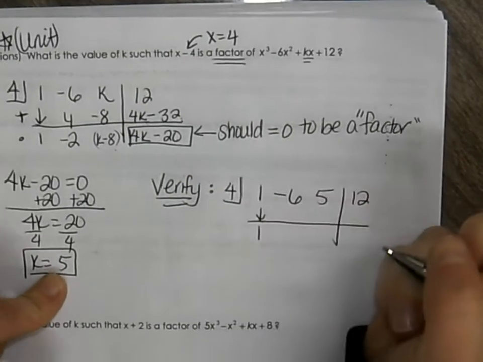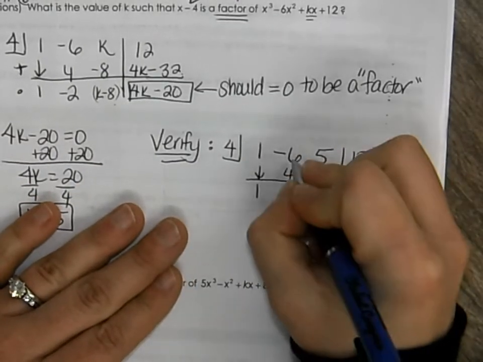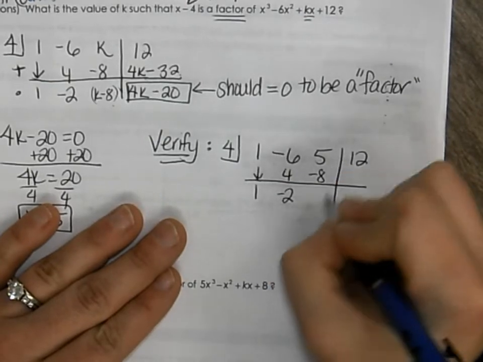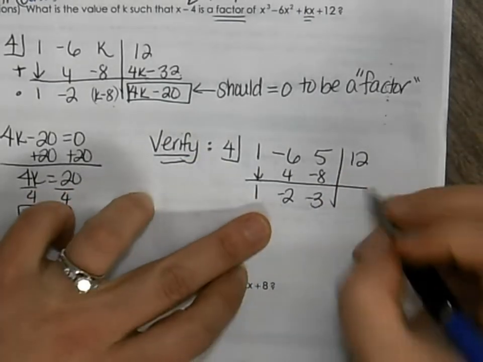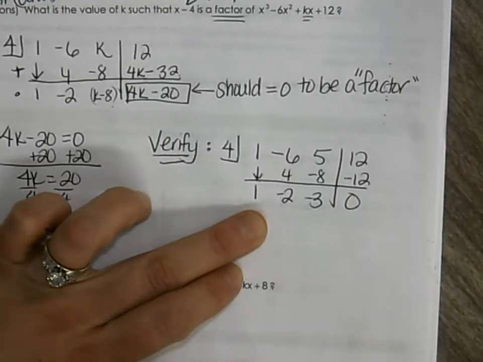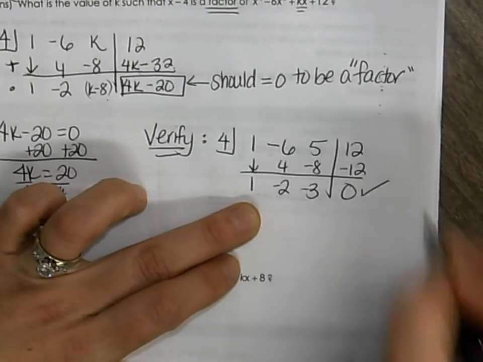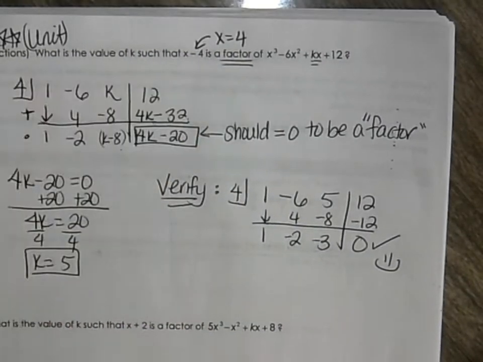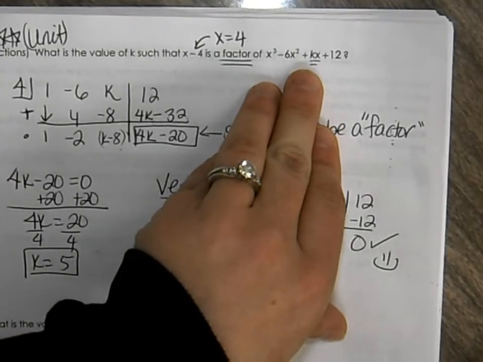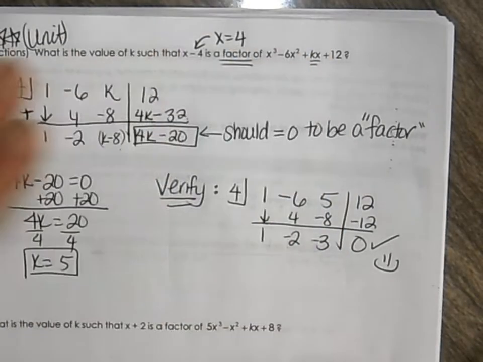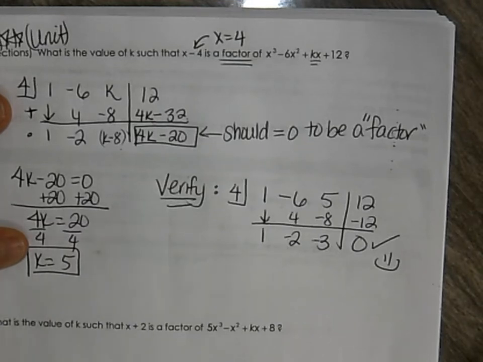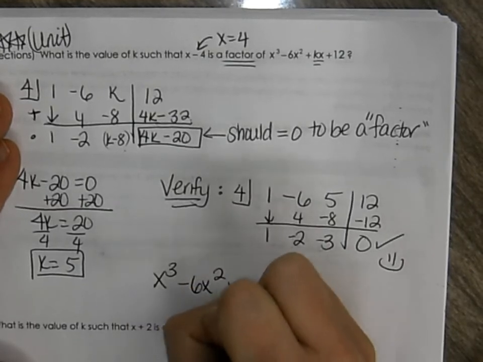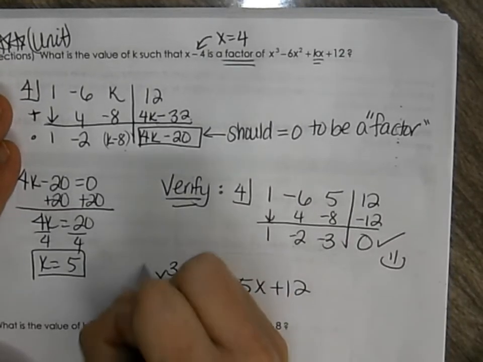And I'm going to bring down the number 1. 4 times 1 is 4. Negative 6 plus 4 is negative 2. 4 times negative 2 is negative 8. 5 minus 8 is negative 3. 4 times negative 3 is negative 12. 12 minus 12 is 0. I ended up with a remainder of 0. I have verified that x minus 4 is a factor, and that will take place if k is equal to 5. So therefore, my answer is going to be x cubed minus 6x squared plus 5x plus 12.